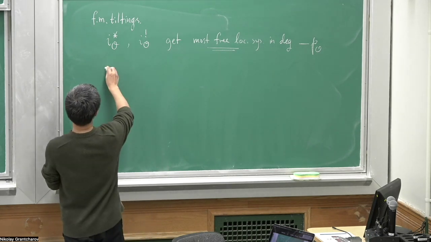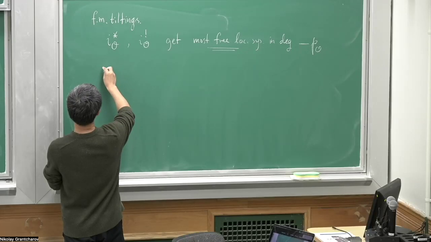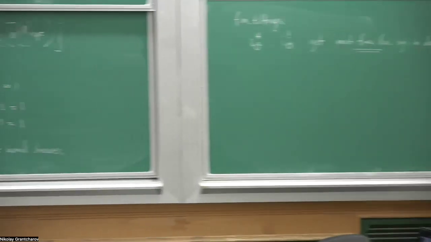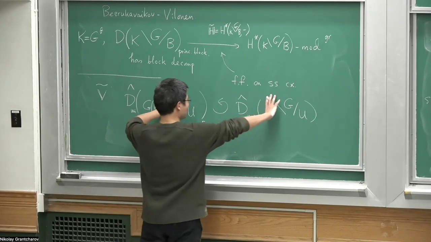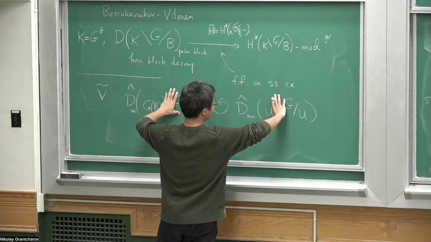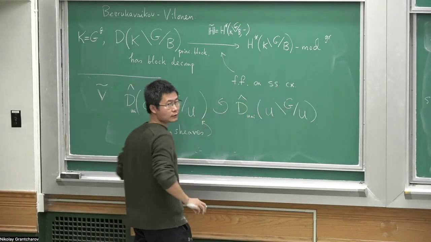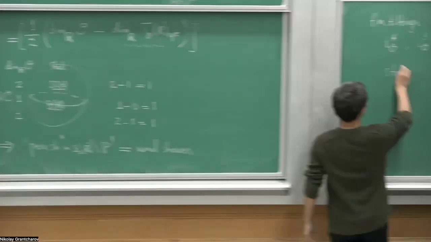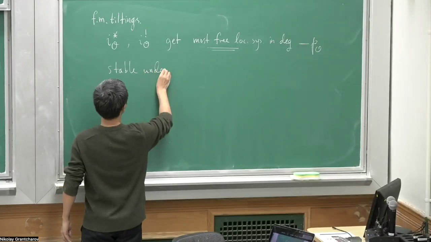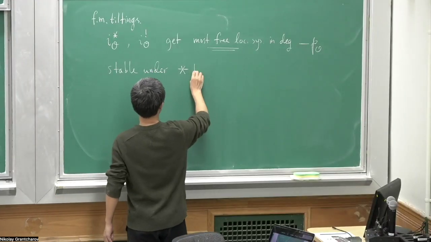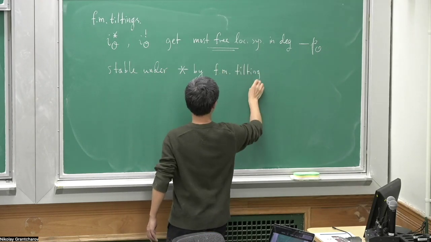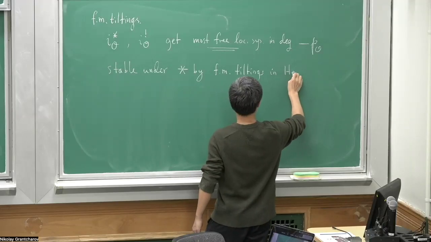In particular, one property is that when you act by this Hecke category, you start with a free monodromic tilting sheaf here, act on it by a free monodromic tilting, you still get a direct sum of free monodromic tilting. Stable under convolution by free monodromic tilting in the Hecke category.